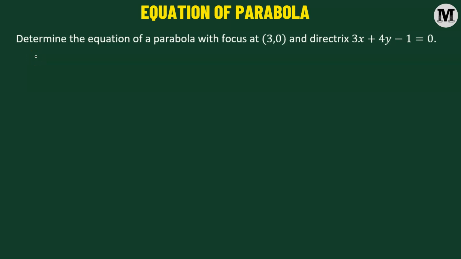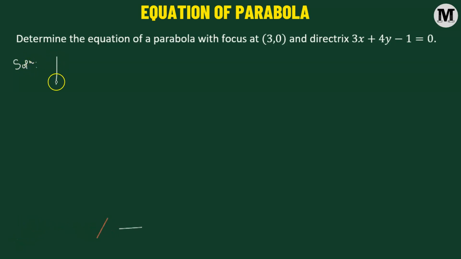So in this problem, we need to determine the equation of a parabola with focus at (3, 0) and the directrix with the equation 3x + 4y - 1 = 0. Let's try to understand the problem graphically first.